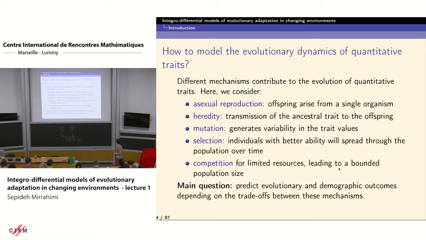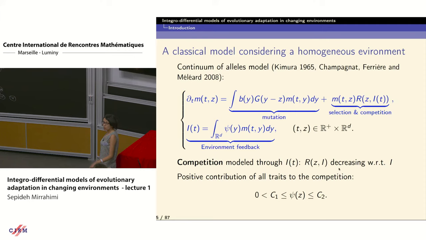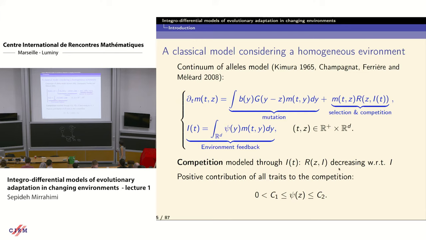Okay, so I begin by a very classical model of quantitative traits, which is called the continuum of alleles model. So for the moment, I will concentrate on constant environments. And so this model was introduced by Kimura in 1965, and then it was rigorously derived from individual-based models by Champagnat, Ferrière, and Méléard in 2008.